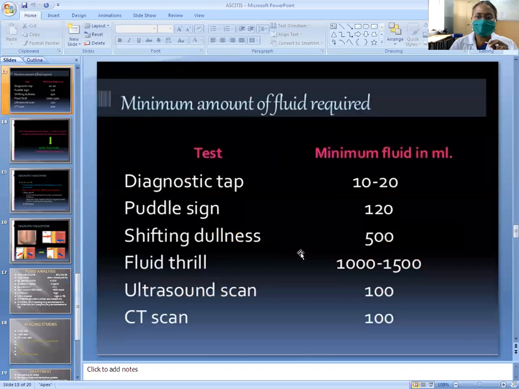So this is the minimum amount of fluid required. For puddle sign 120 ml, for shifting dullness 500 ml, for fluid thrill 1000 to 1500 ml. Ultrasound can detect around 100 ml of fluid. CT can detect around 100 ml of fluid.